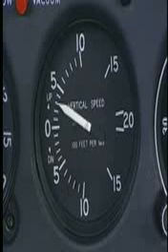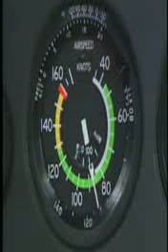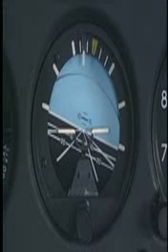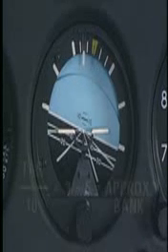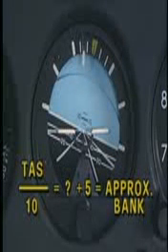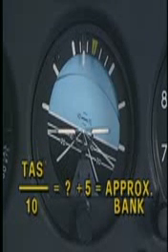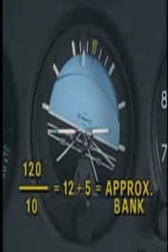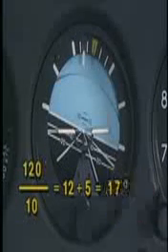Now let's take a look at turns. Most turns are performed at the standard rate of 3 degrees per second. As with straight and level flight, establish the bank using the attitude indicator. You can estimate the approximate bank by dividing your true airspeed by 10 and then adding 5. For example, if your true airspeed is 120 knots, you will be in a standard rate turn if your bank is approximately 17 degrees. You can verify that your turn is coordinated and that you're using the proper bank by referring to the turn coordinator.